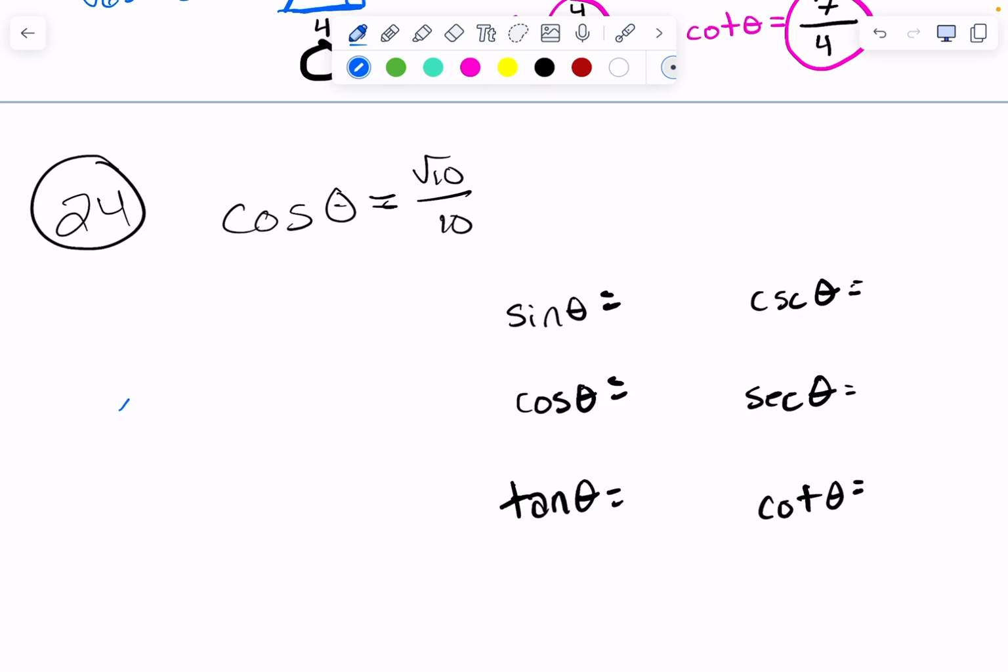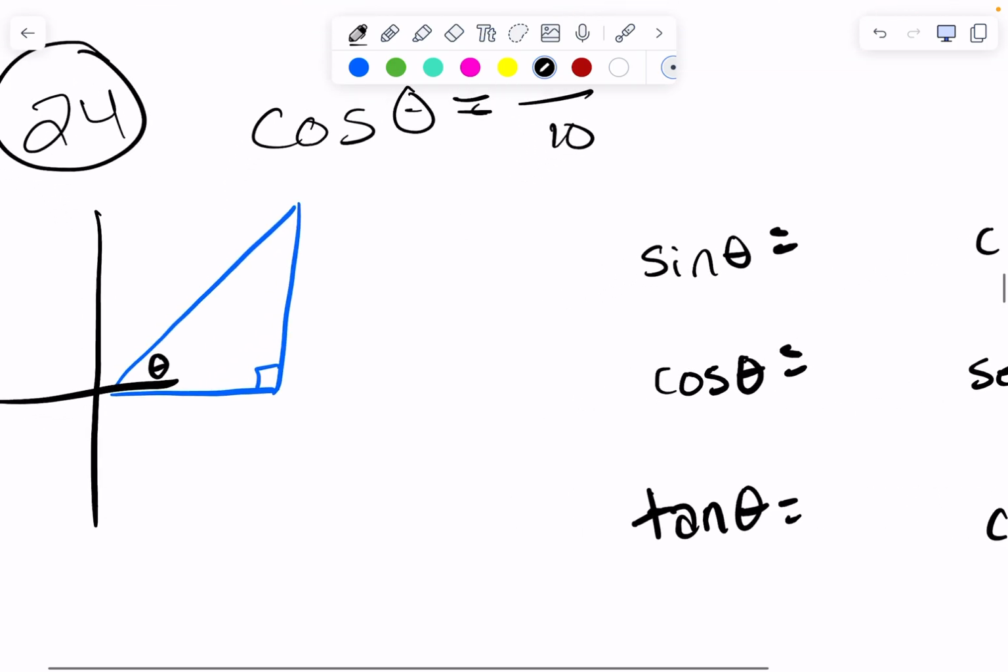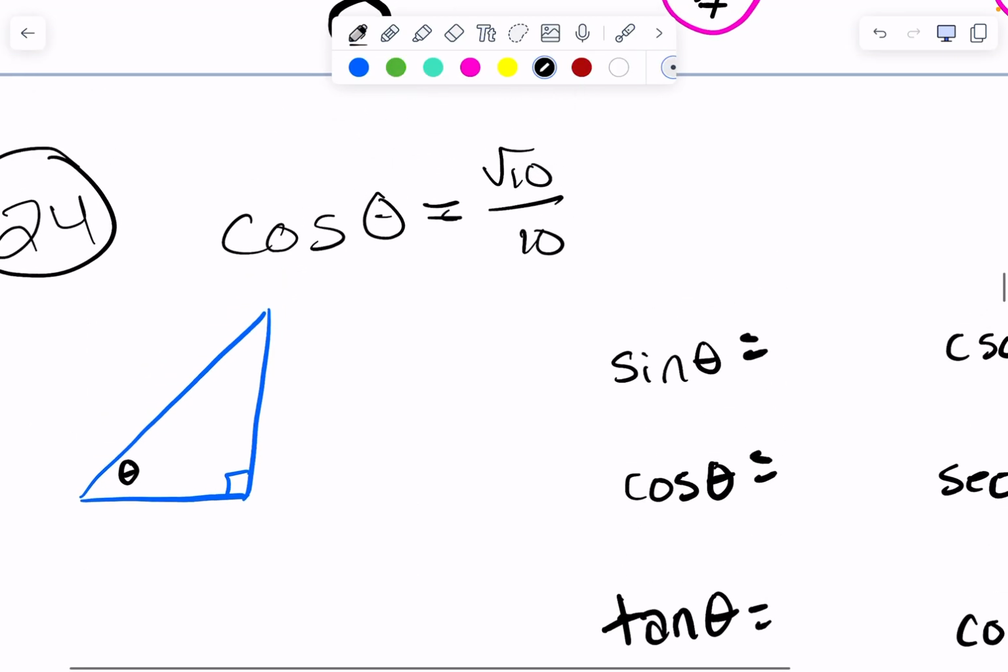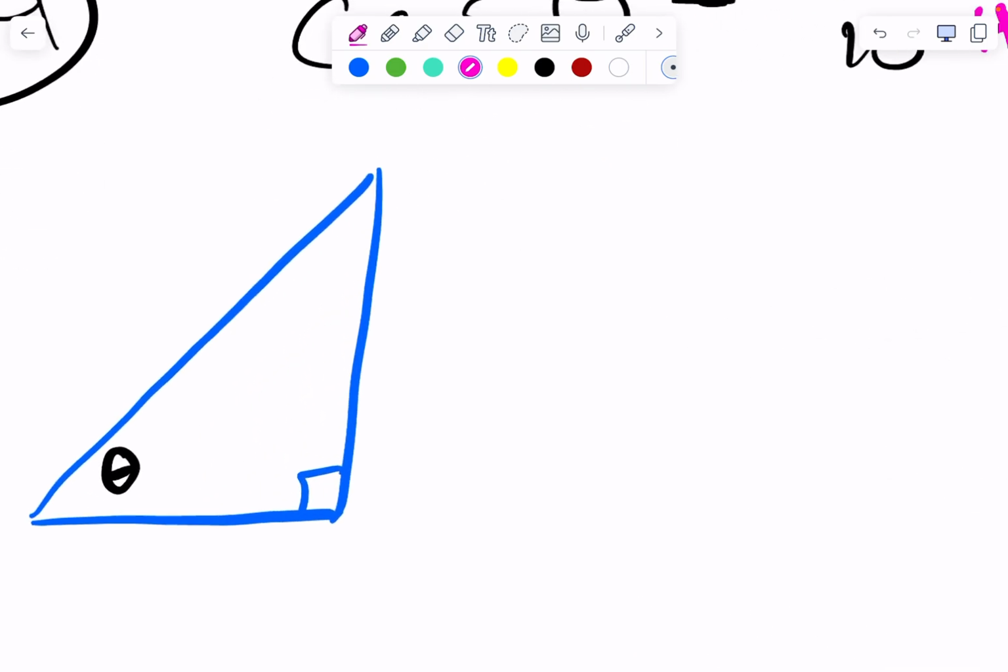I get used to just drawing my triangle so that it looks like it's in the first quadrant. Remember I said that yesterday? You have your triangle kind of in the first quadrant, where angle theta is the inside one, closest to the origin, yeah? Okay, cosine is what over what? Adjacent over hypotenuse. A over h, yeah.